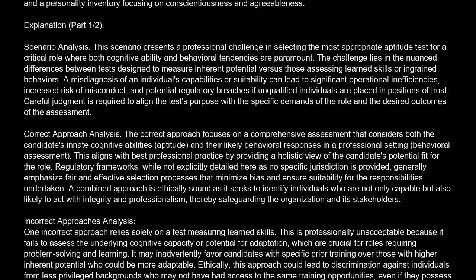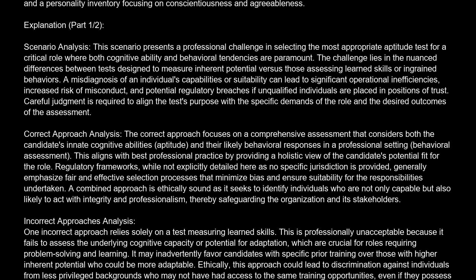The correct answer is A. A battery of tests including a measure of abstract reasoning, a situational judgment test assessing ethical dilemmas, and a personality inventory focusing on conscientiousness and agreeableness. Explanation. Scenario analysis. This scenario presents a professional challenge in selecting the most appropriate aptitude test for a critical role where both cognitive ability and behavioral tendencies are paramount.